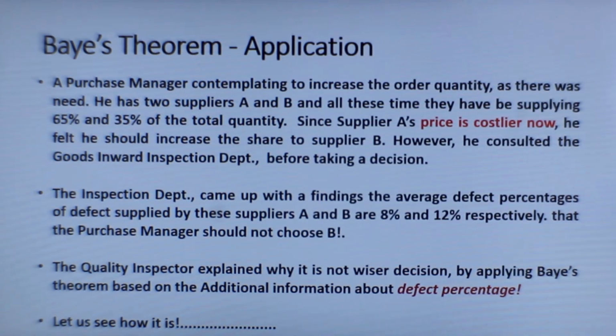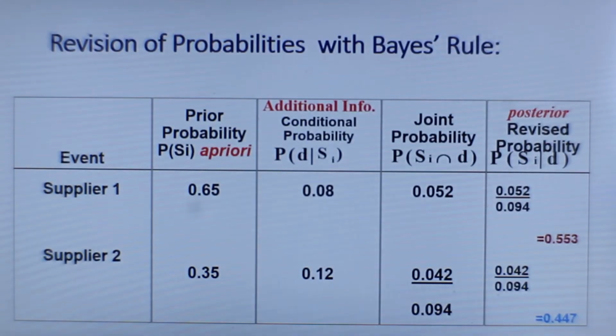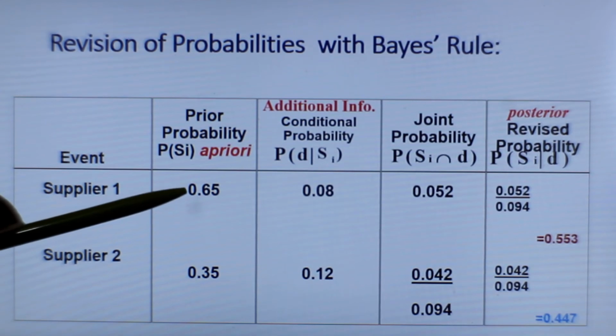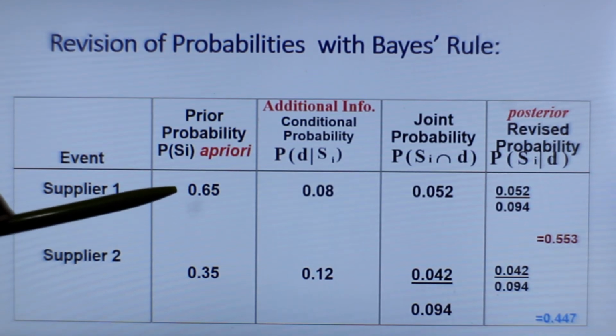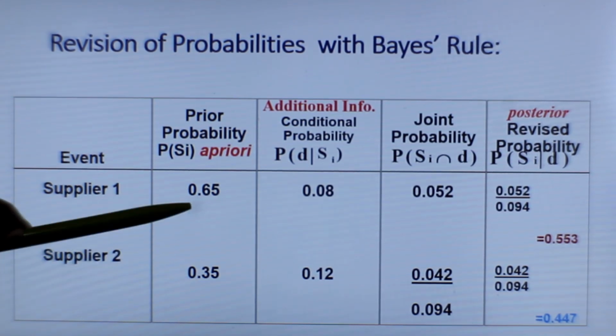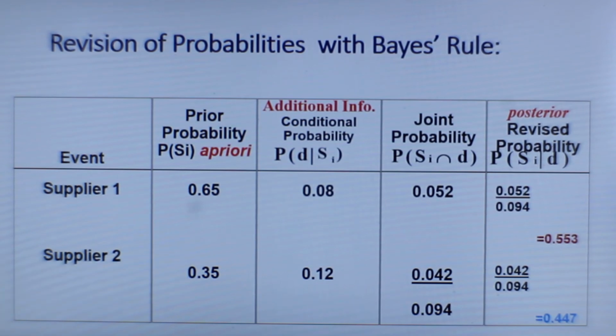Now let us see whether it is a wise decision. Please read the problem fully. You can just pause the video for some time and read it fully before we proceed further. Going through the formula and applying the Bayes' theorem concept, the a priori probability or the marginal probability of a defect from supplier A or supplier B is 0.65 and 0.35 respectively.